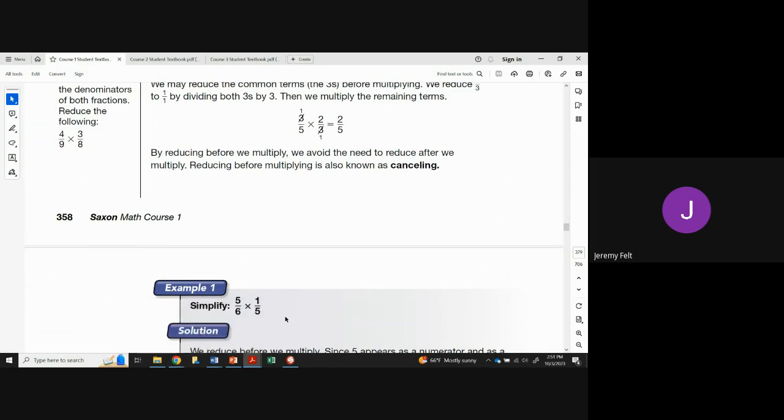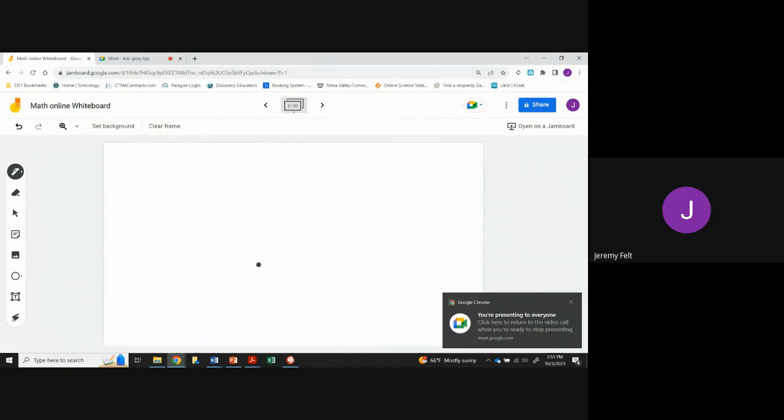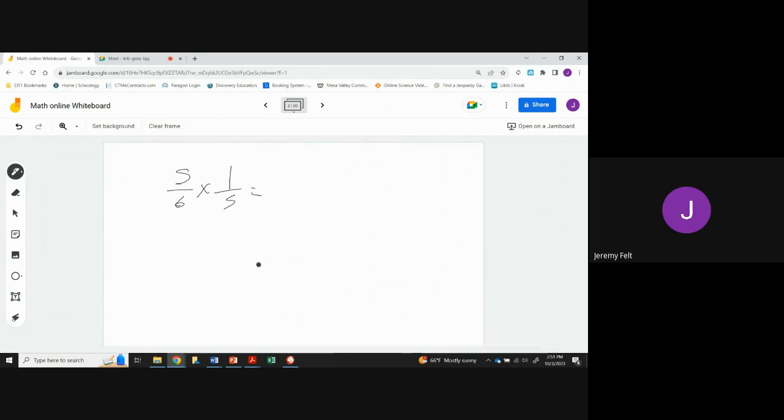So if we look at example 1 here, 5/6 times 1/5. How we've done it in the past is we do 5 times 1 over 6 times 5, and then say, oh, a 5 goes into both of these, and then we factor out a 5.